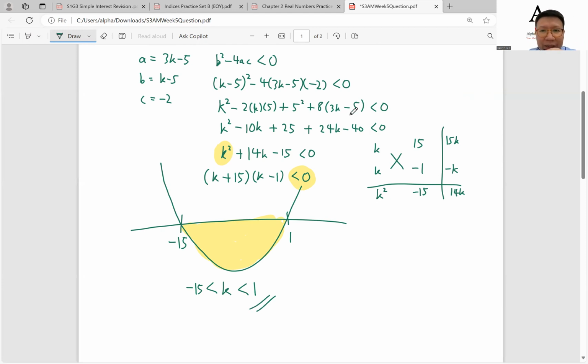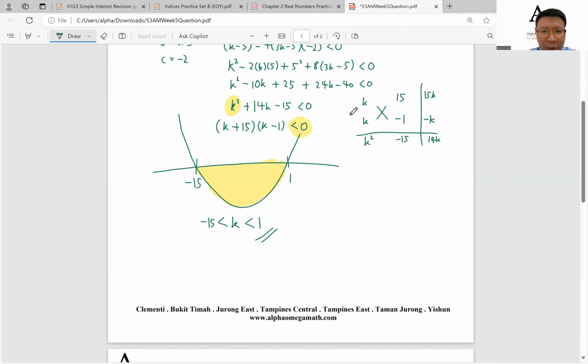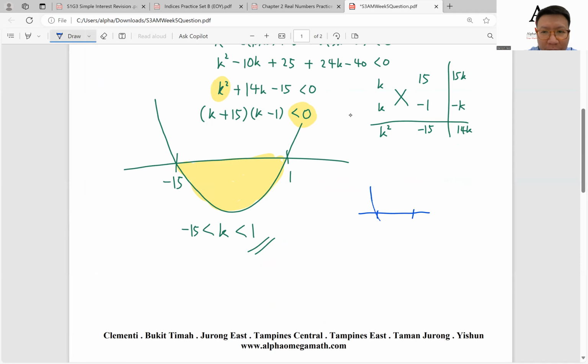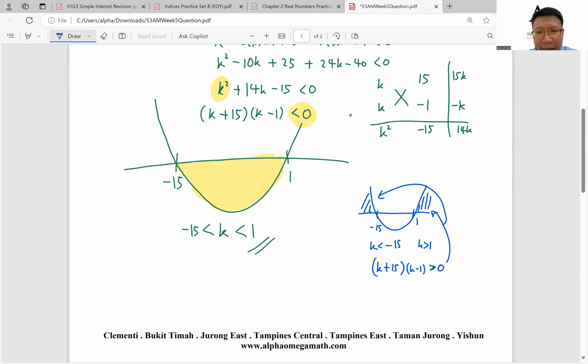Just to give a few more examples, if they're asking for more than 0, we will be shading these two portions instead, and our inequalities will be separated into two. This is for the case where the question's condition is (k plus 15)(k minus 1) more than 0, then we'll look at the portions of the graph that are above the axis. This is a separate question type.